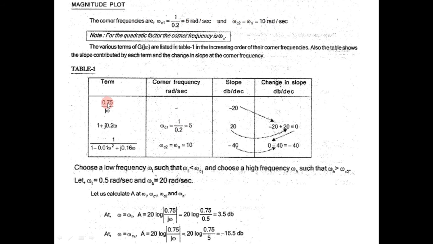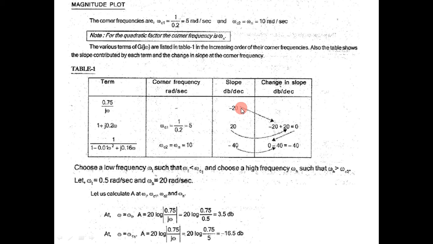Next, for the integral term, what is the slope? Minus 20 dB per decade. For the first order term in the numerator, the slope is 20 dB per decade. For the second order term in the denominator, it is minus 20 dB per decade, and since it is a second order term, minus 20 into 2, that is nothing but minus 40 dB per decade.